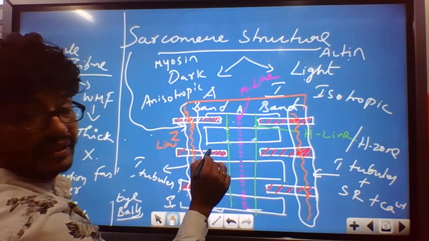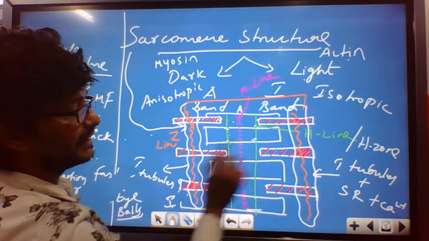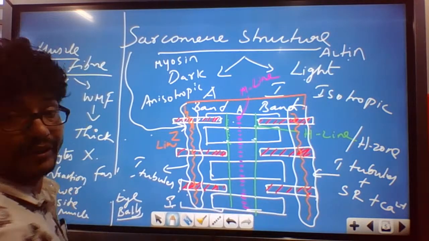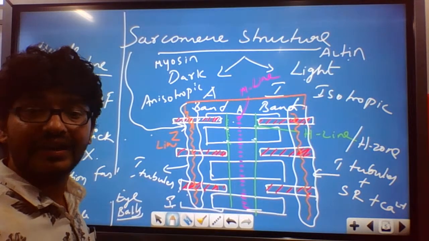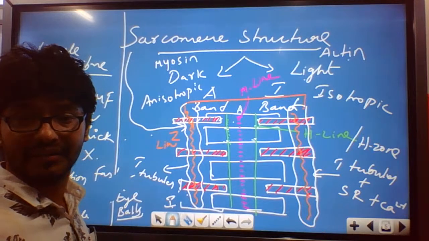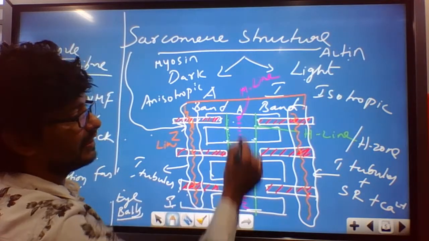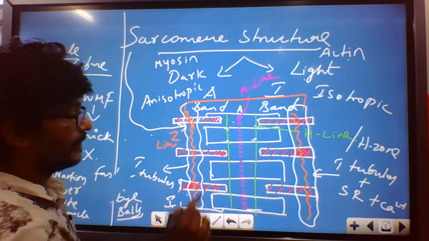The central part is what we call the A band. The overlapping red color regions we call the I band. In the A band, you can see some light region as well. That light region is called the H line, or H zone. In between the H zone, we have a median line. This median line, the pink color, is called the M line.